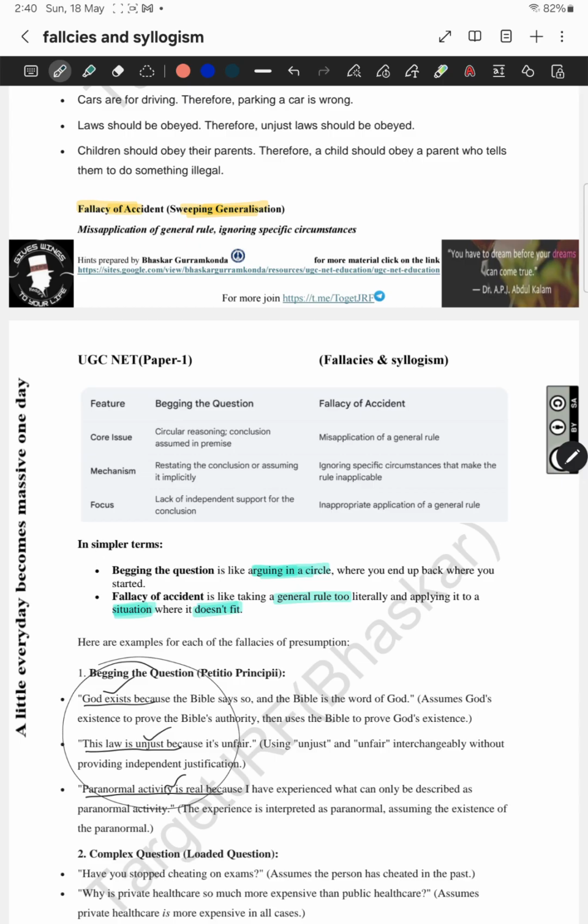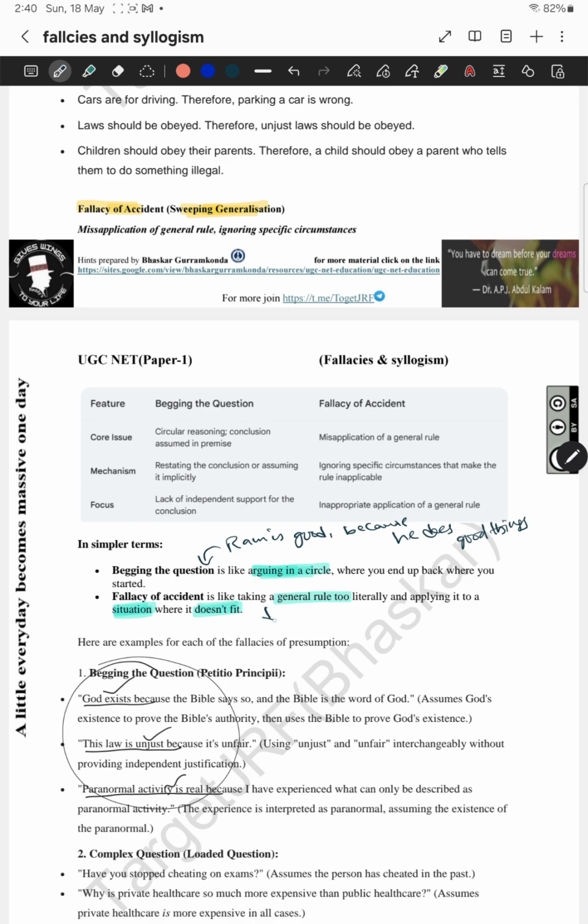Now I will tell the Ram example for both of us. Ram is good because he does good things. This is an example of begging the question.